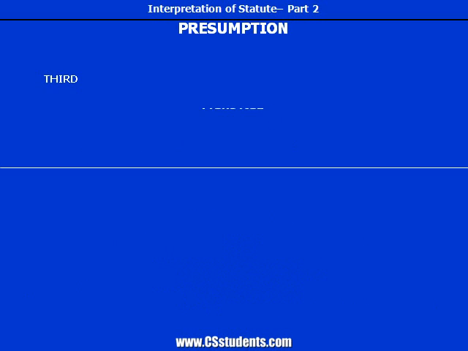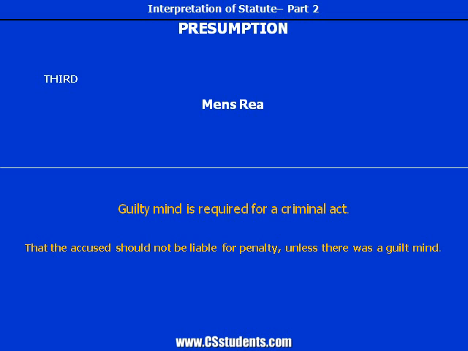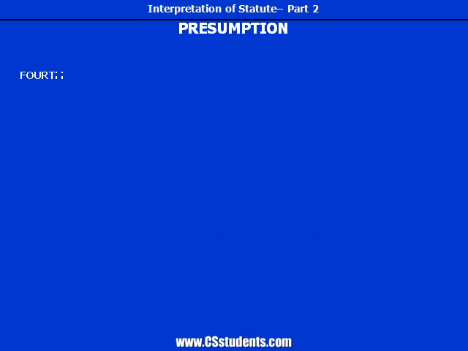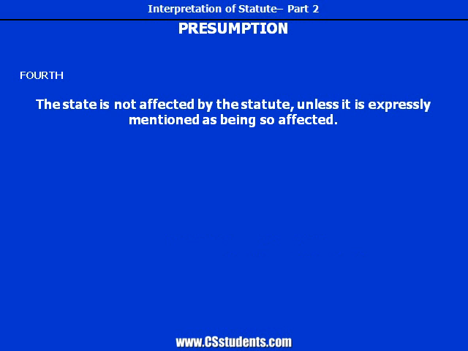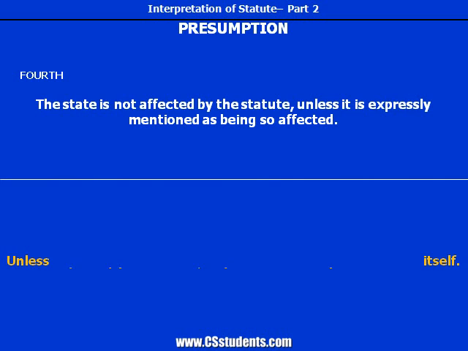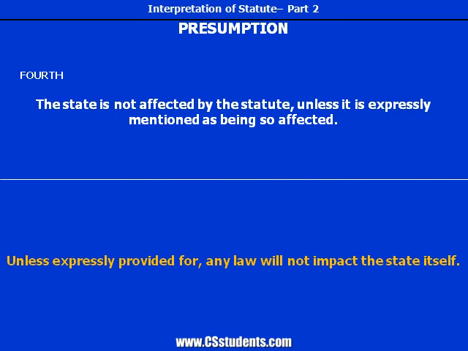The third is mens rea. Mens rea is a Latin phrase which means a guilty mind is required for a criminal act. It's one of the prominent presumptions while interpreting the criminal law, that the accused should not be liable for penalty unless there was a guilty mind. But there are enough exceptions to this presumption. The fourth is that the state is not affected by the statute unless it is expressly mentioned as being so affected. So, the basic presumption is the state is out of the purview of law unless expressly covered.